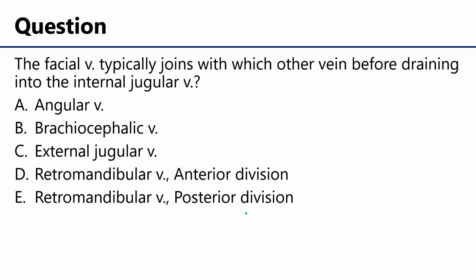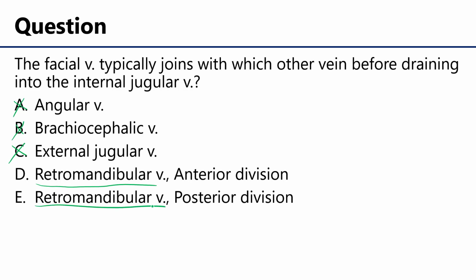So that leads us to our assessment question of the video, and that is: the facial vein typically joins which other vein before draining into the internal jugular vein? Well, it's not the angular vein. That's up by the eye. It's not the brachiocephalic. That's in the superior mediastinum. It's not the EJ. It's one of the retromandibular veins for sure.